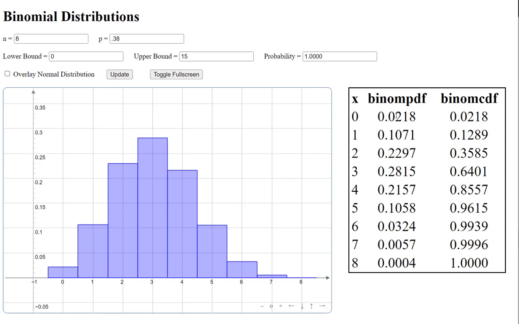Now, where do these heights come from? Well, they come from the function binom PDF. And this is exactly the function that's in your calculator. And if you use it in this way, it will come up with these particular values. So for instance, if I set in the calculator the number of trials to be 8, the probability of success to be 0.38, and let's say x to be 3, I should get 0.2815.